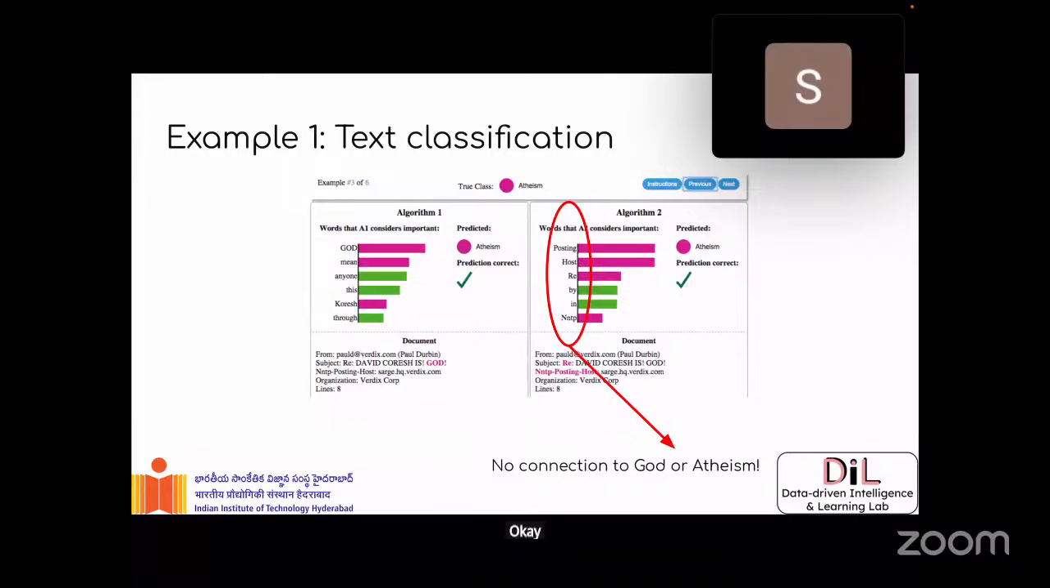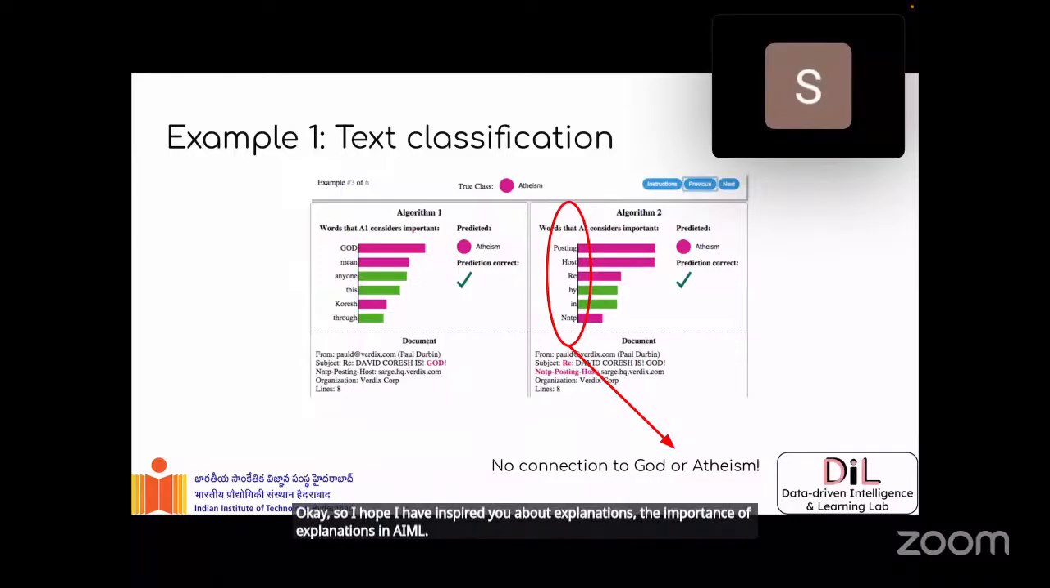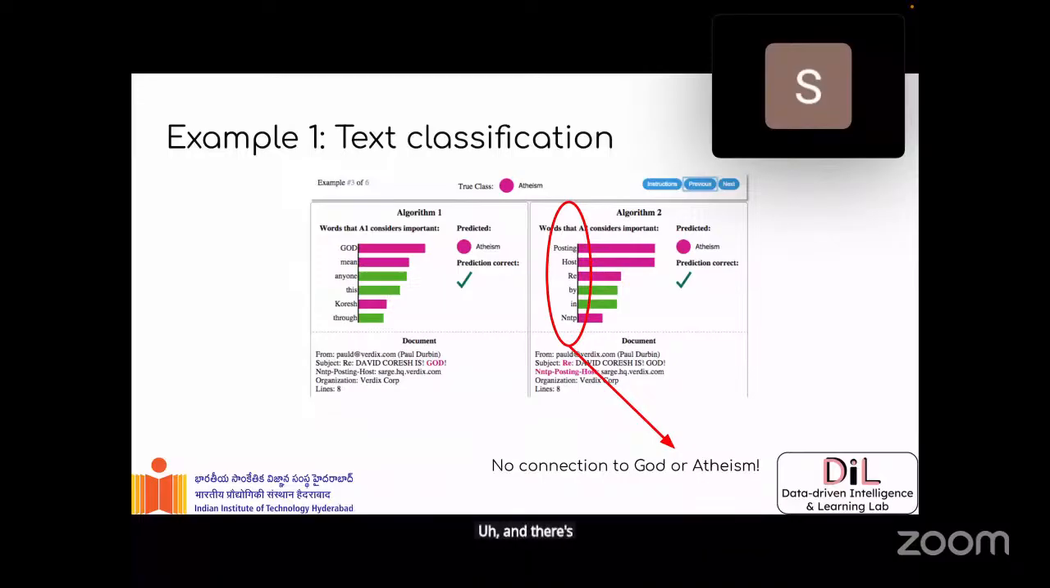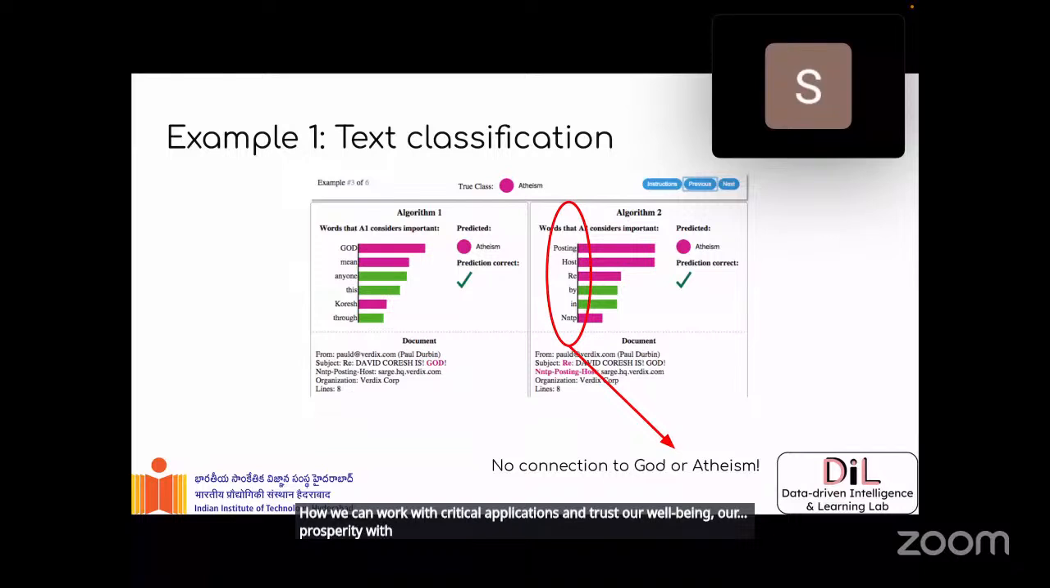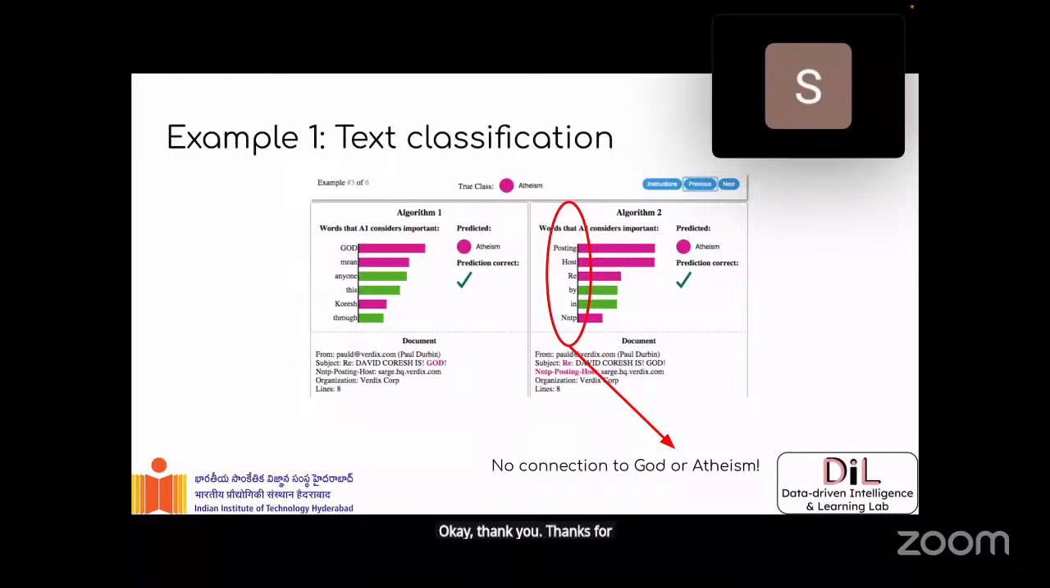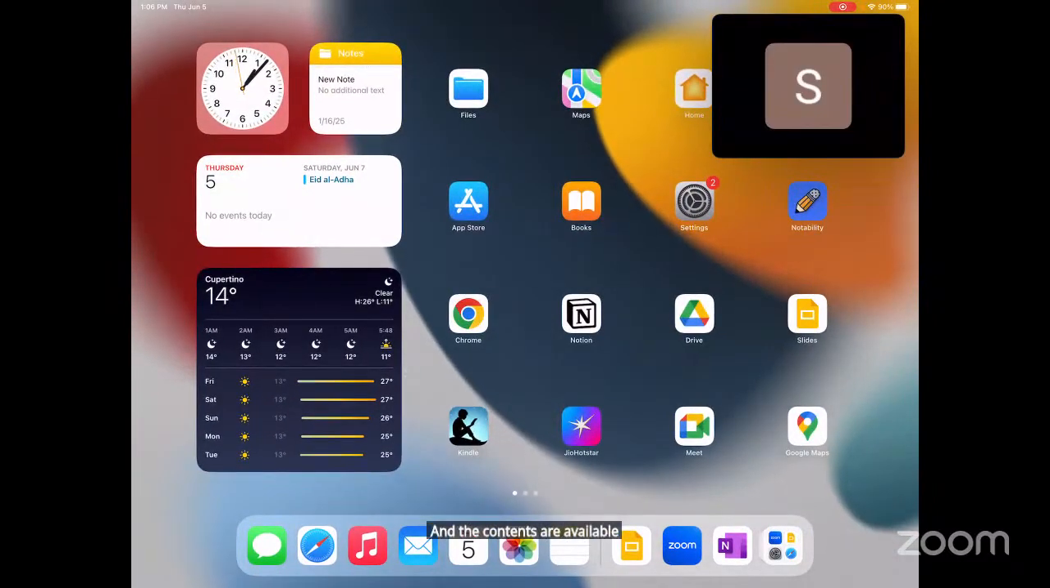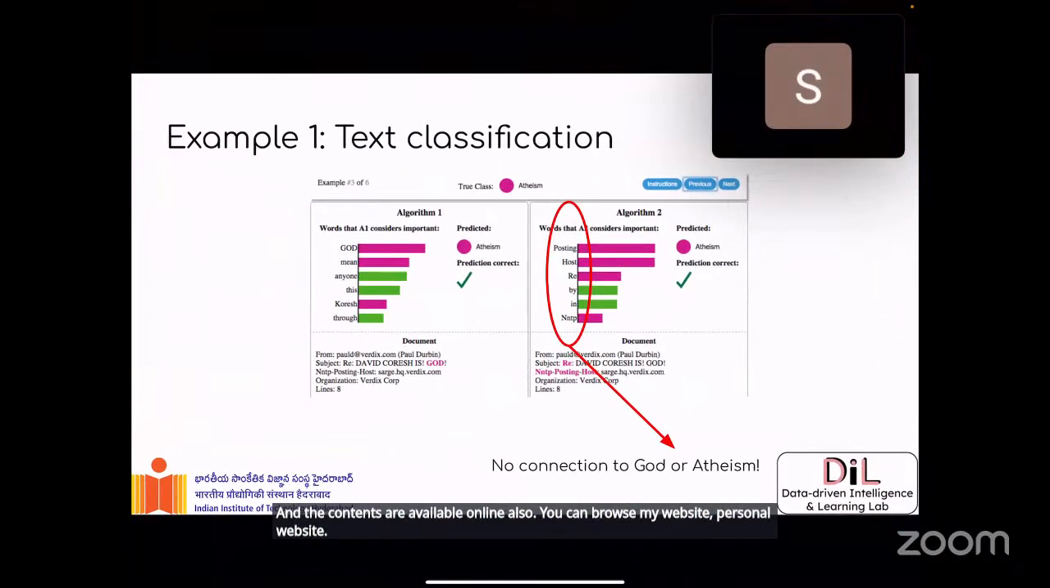I hope I have inspired you about the importance of explanations in AIML. There is a growing literature on how we can make the models explainable, how we can work with critical applications and trust our well-being or prosperity with AIML. Thank you. Thanks for listening to me. Thanks for your 2 hours. The contents are available online also. You can browse my personal website and get access to the references and all.